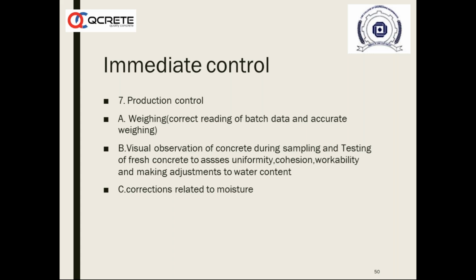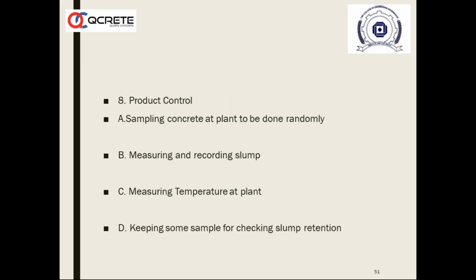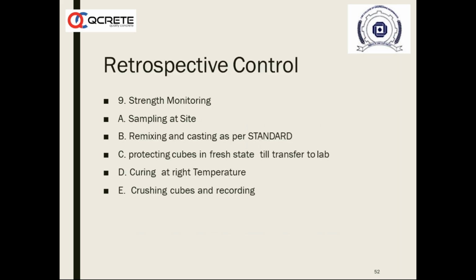And visual observation of slump, sampling of concrete: whether the concrete is bleeding, whether the concrete is cohesive, pumpable, and the water content is okay. All these things are checked as soon as the concrete is produced at the batching plant. Sampling of concrete at the plant is to be done randomly, measuring and recording slump, measuring temperature at the plant, and keeping some sample for checking slump retention. All these things are done at the batching plant. This is part of immediate control.